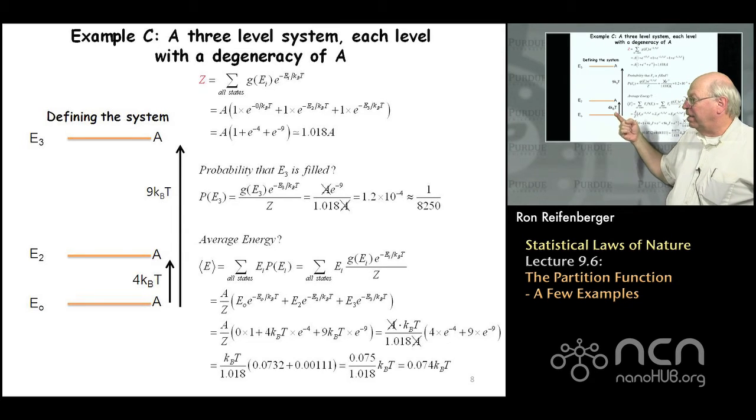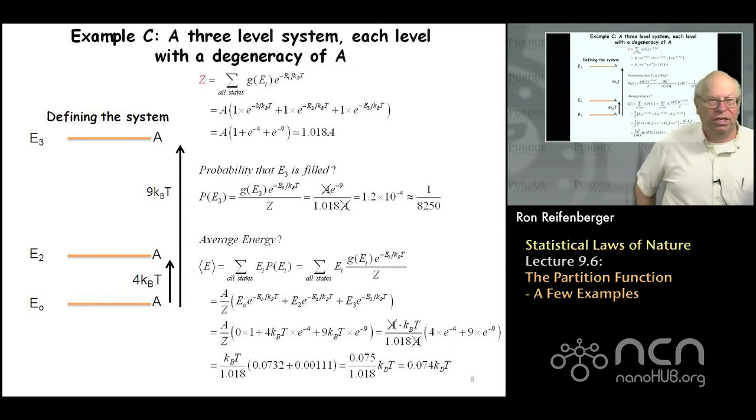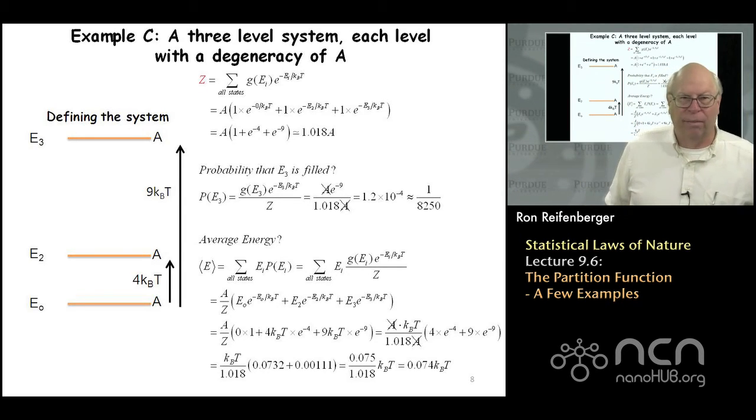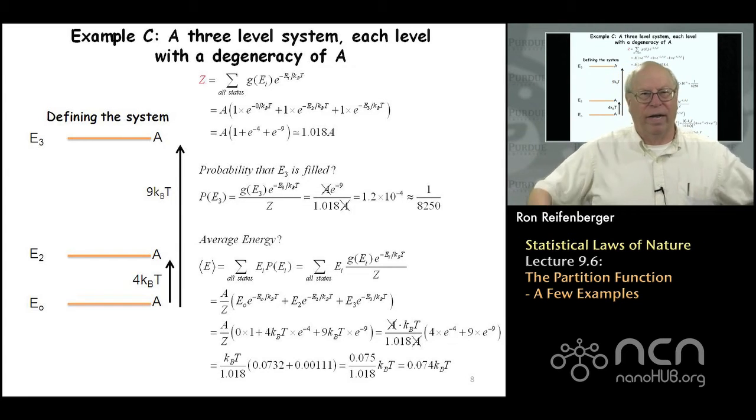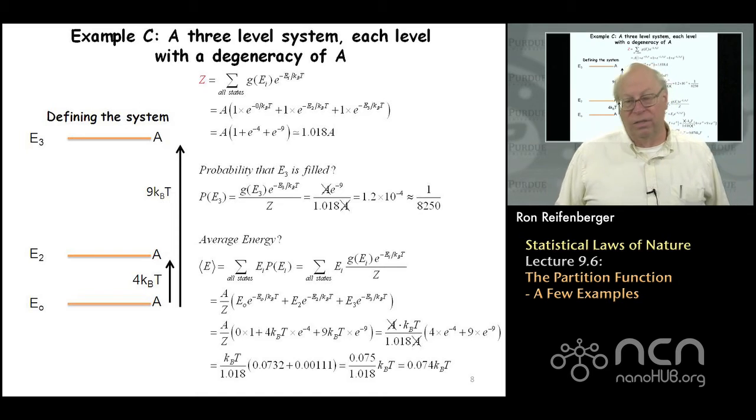And I say that the energy level E2 is about 4 kT above the ground state level. I say that the third energy level is about 9 kT above the ground state level. And for this initial calculation, I'm going to just assume that the degeneracy of each state is the same. It's a quantity called A. I don't really care what A is, but that's what the degeneracy is.